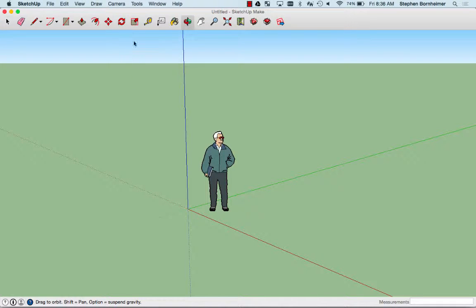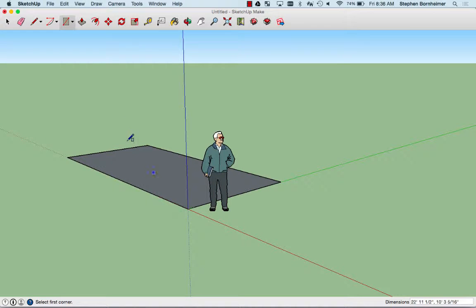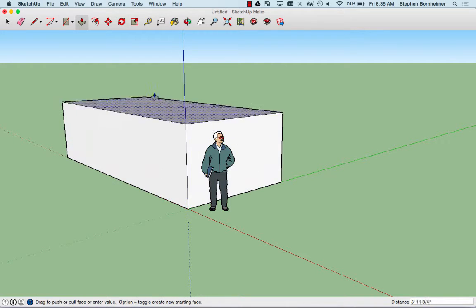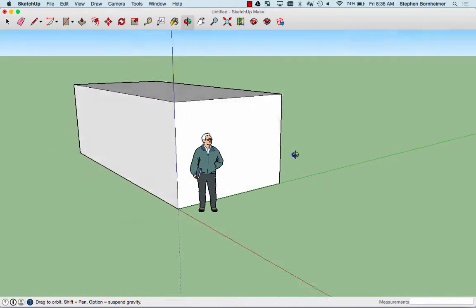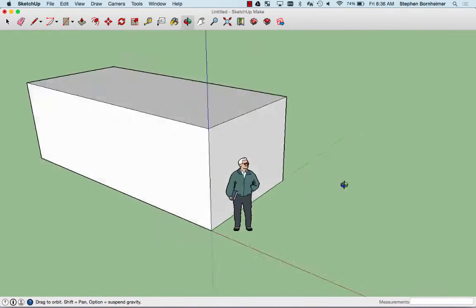Now, let me show you kind of how this program works. I'm going to go up here and select a tool that allows me to draw rectangles. So I just drew a rectangle right there. Now I have another tool that allows me to take that rectangle and make it three-dimensional instantaneously. How many of you have ever been on Google Earth? How many of you have ever seen the 3D buildings that they have on Google Earth? This is the program they used to make it. Okay? So now I can rotate around this object, like so.